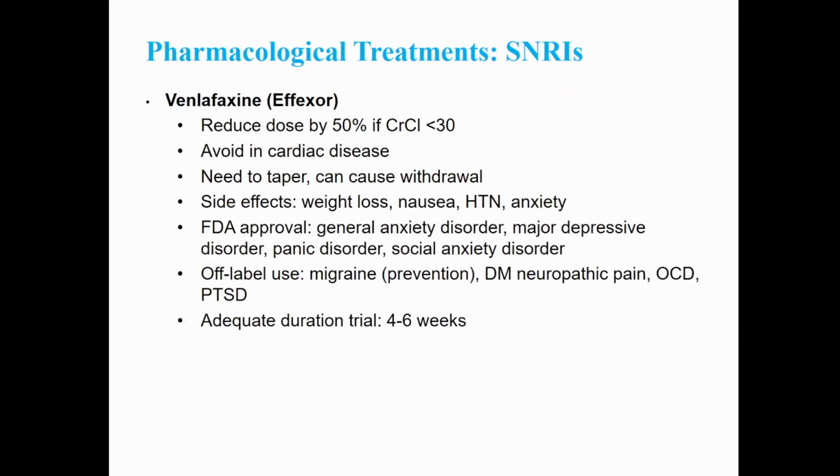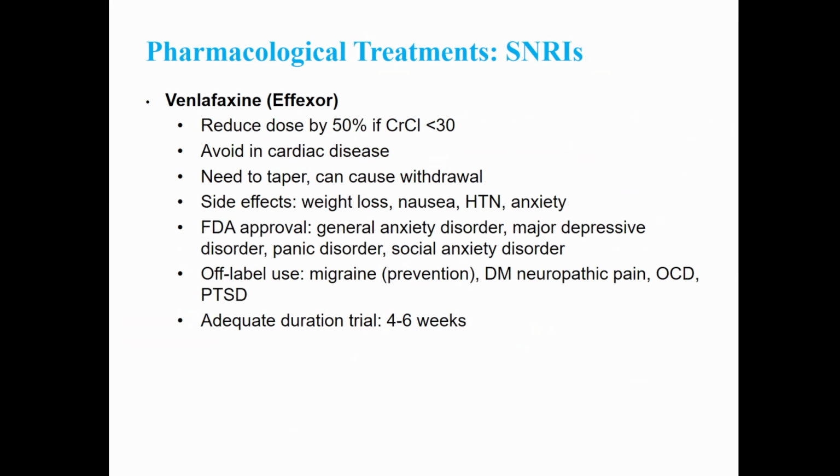The other SNRI that's commonly used is venlafaxine, or Effexor. Again, you need to reduce the dose if someone has a reduced creatinine clearance. You want to avoid it in someone with cardiac disease. And like duloxetine, you want to taper because you can have withdrawal side effects, which can be problematic if you have a patient that can no longer take PO and all of a sudden is in the hospital. You do need to monitor for those withdrawal side effects.